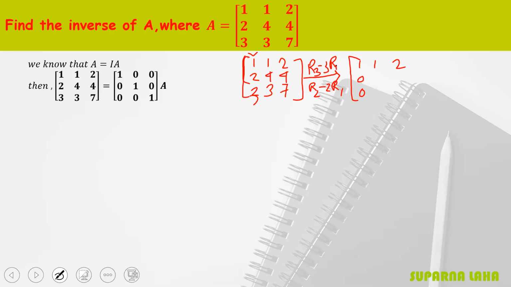So 4 minus 2 into 1, 4 minus 2, that means 2. 3 minus 3 into 1, so it is 3 minus 3 is 0. And again 4 minus 2 into 2, that is 0. And then 7 minus 3 into 2, 6. 7 minus 6 is 1.